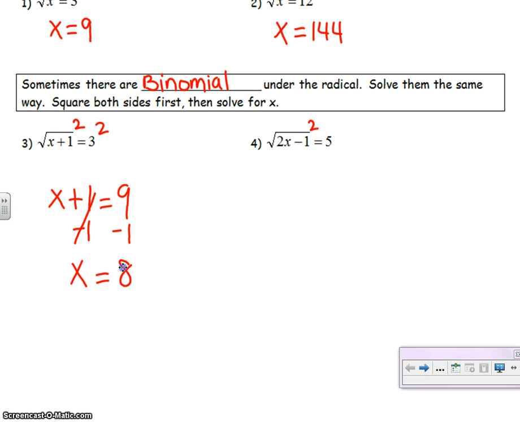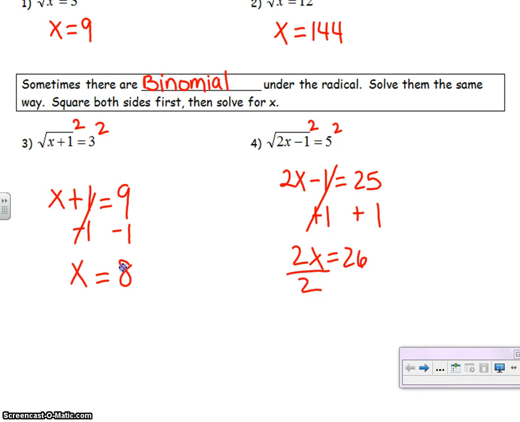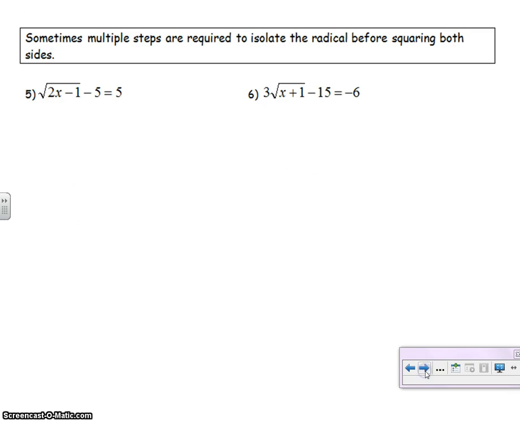So we'll square both sides, and then we are left with 2x minus 1 equals 25. And then we just have a two-step equation to solve. So we'll add 1 to both sides. And then we will divide by 2. And we'll get that our solution is x is equal to 13. Okay, let's move on to some where there's some more work involved.